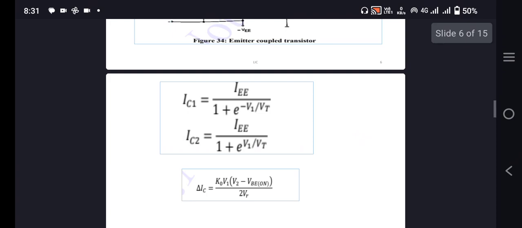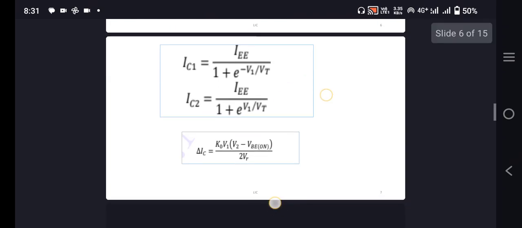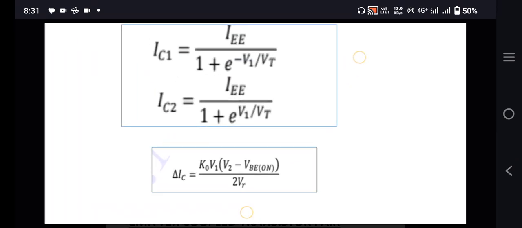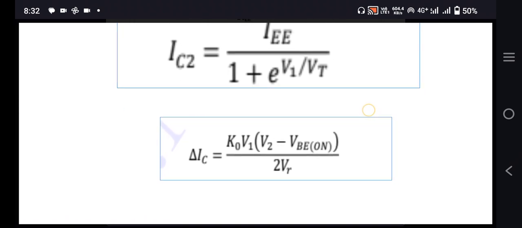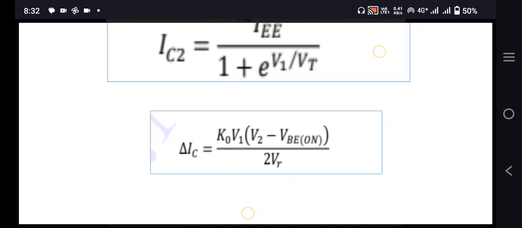The formula for IC1 is equal to IEE by 1 plus e to the power of minus V1 by VT, IC2 is equal to IEE by 1 plus e to the power of V1 by VT. Del IC is equal to K0 V1 times V1 minus VBE on divided by 2 times of VT.